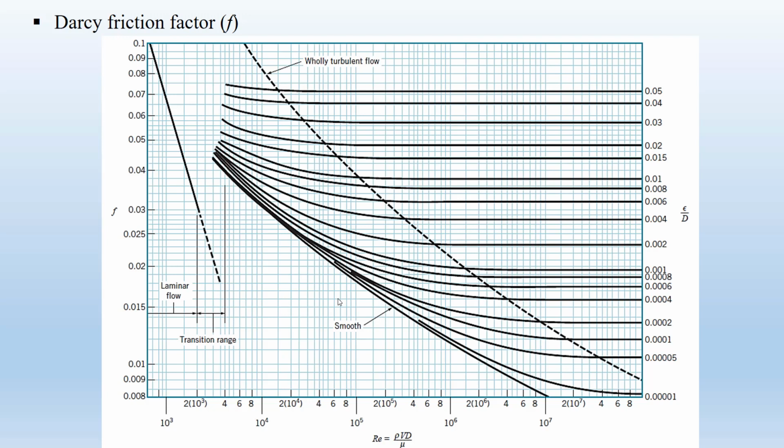For the Moody diagram, you need to have the Reynolds number. For example, if you have a Reynolds number of, let's say, 10 to the 7, and a relative roughness of 0.001, then you can simply find the friction factor. This line is for the smooth pipe with epsilon over D equal to 0, and this line is for the laminar flow.